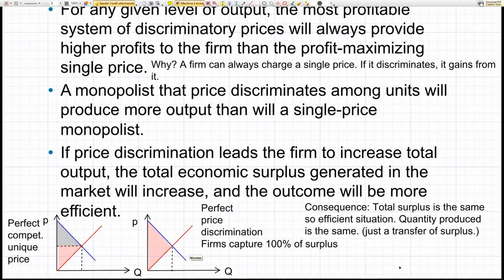Now, is everything fine? Well, we can apply other criteria, like, is it fair? Well, it doesn't look too fair to me, but if you just apply the efficiency criterion, this is exactly the same as this.